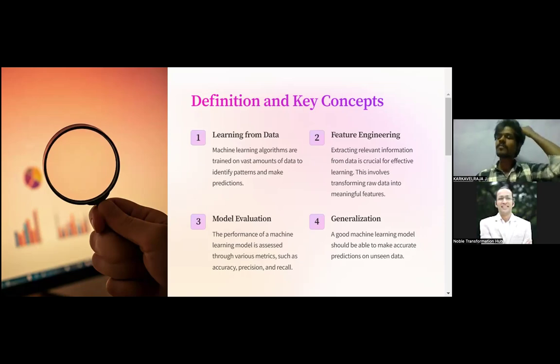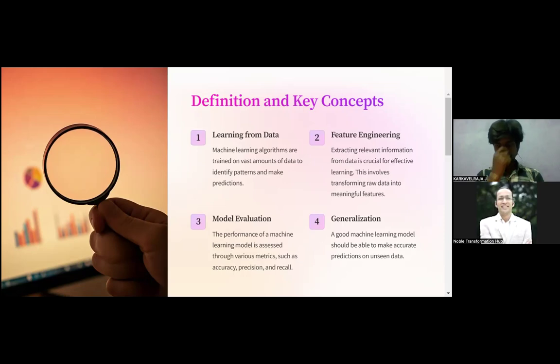So then, extracting relevant information from data, which is crucial, right? Relevant, then it will be relevant, guys. See, understand the deeper meaning. If we talk about relevant here, then it should be relevant from the scratch, from when you ideated on the problem. So it's relevant always. This involves transforming raw data into meaningful features. And that will be raw because it is not pre-processed. So then feature engineering is going to help.